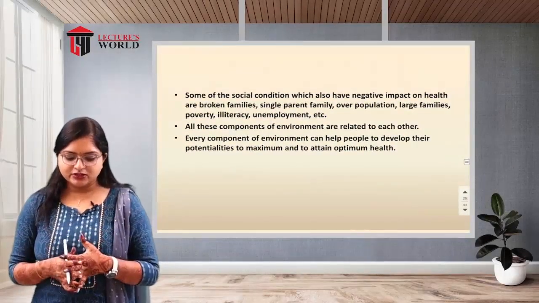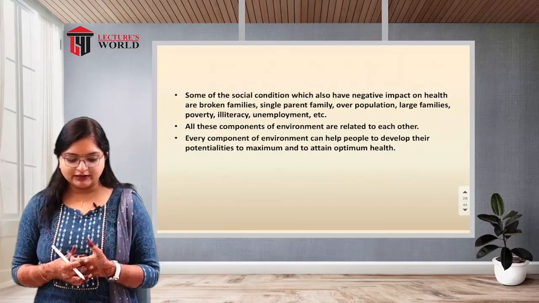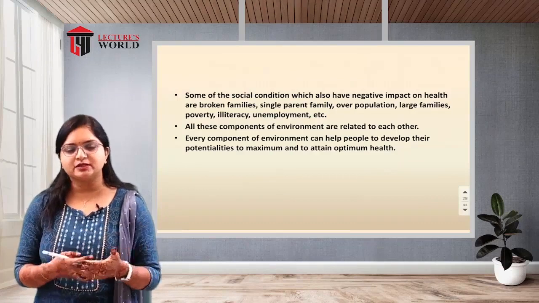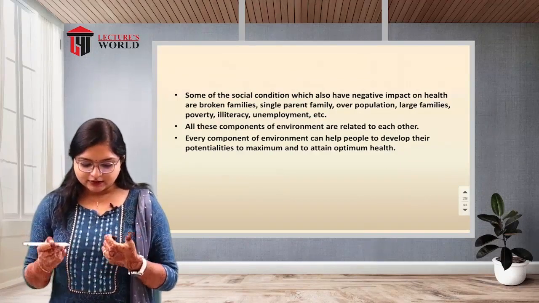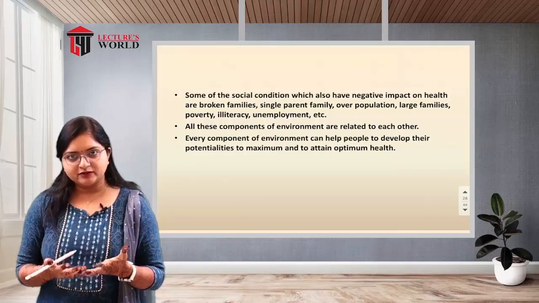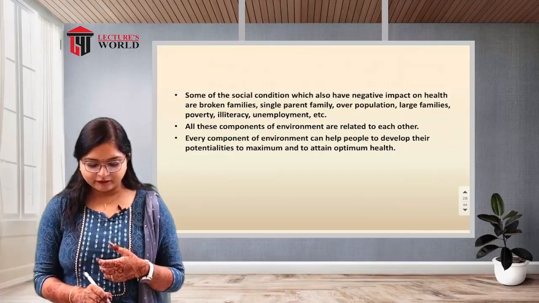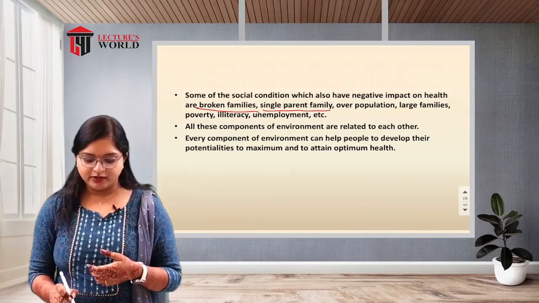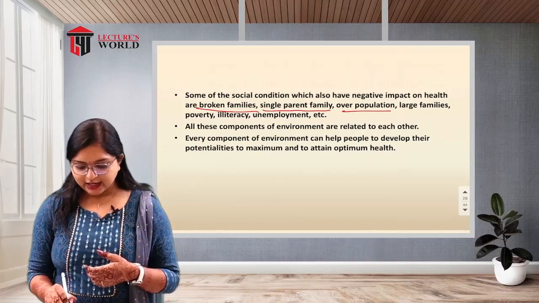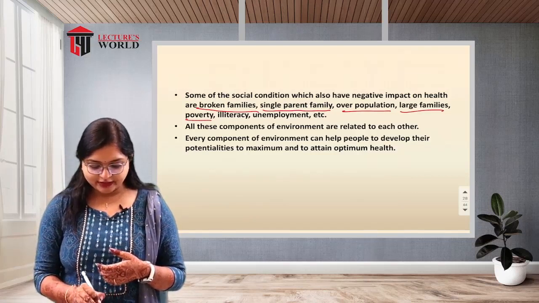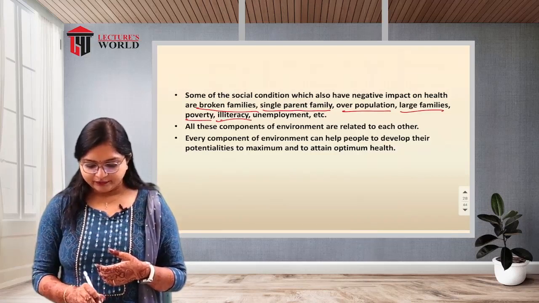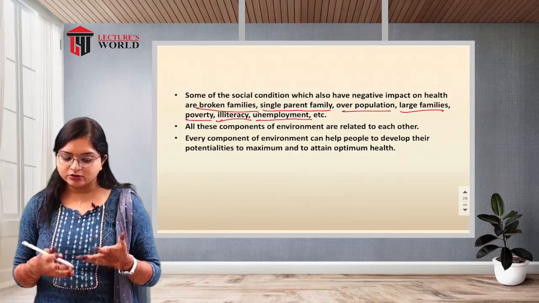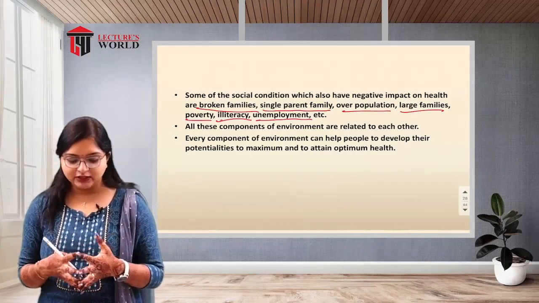Some of the social conditions which also have a negative impact on health are, apart from systems like the parda system and dowry system, some other problems. Like if the person has a broken family, a single parent family, overpopulation, large families, poverty, illiteracy, or unemployment. So these are the social conditions which can also have a negative impact on the health of the person.